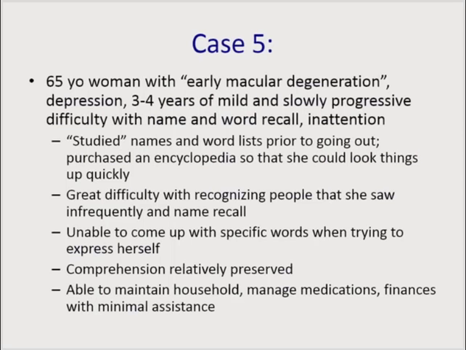She had difficulty recognizing people that she saw infrequently, but was usually able to recognize people's names if they were people that she saw frequently. She was unable to come up with specific words when trying to express herself. And overall, her comprehension was quite well preserved. She was able to manage a household independently, manage her own finances largely, and do many things, including volunteer at a local senior center.